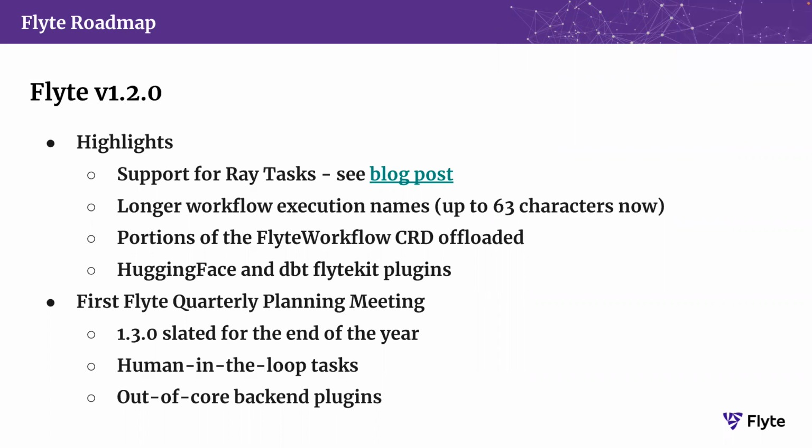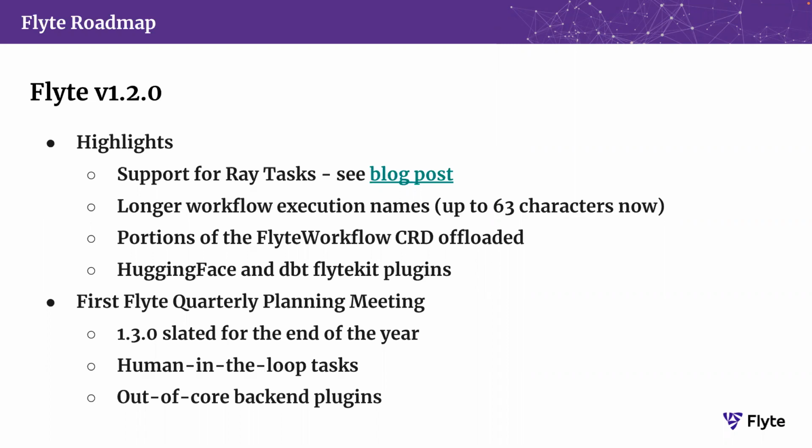We're slating the next release, the 1.3 release, for the end of the year. And I'm calling out 2 features that will be out with this release. One is human in the loop tasks. It's a feature that has been requested for years at this point, and I think we finally reached a point where the ergonomics of actually exposing this in the SDK look reasonable. So we're going to go out with that.